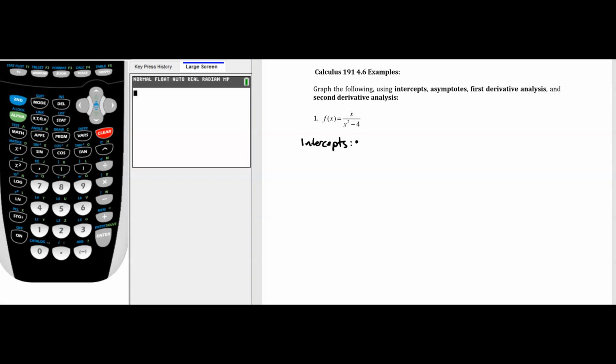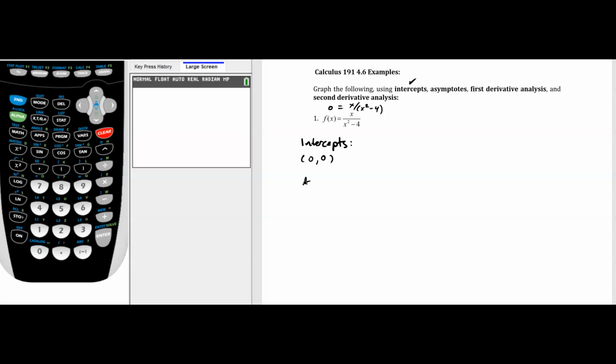I am going to do this. I'm going to say let's plug in 0 for x, solve for y, and then plug in 0 for y and solve for x. And if you plug in 0 for x, you end up just getting 0 divided by -4, so that's going to be 0. And if you plug in 0 for y, you're going to get 0 equals x divided by x squared minus 4. But we know that a fraction is equal to 0 when the numerator is 0. So you actually end up getting the exact same intercept. So we don't even need this. We don't need to write it 2 different times. So there's one intercept here, and that intercept is 0, 0. Okay, let's go on to asymptotes.